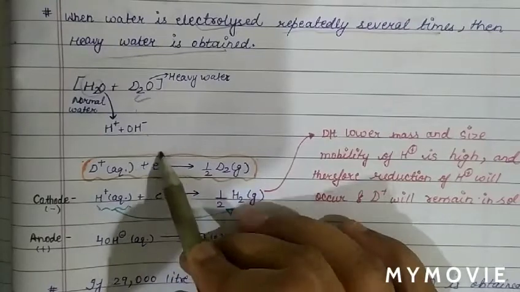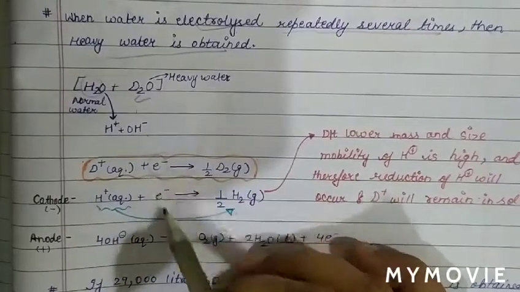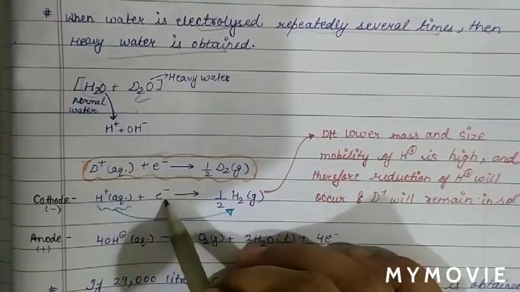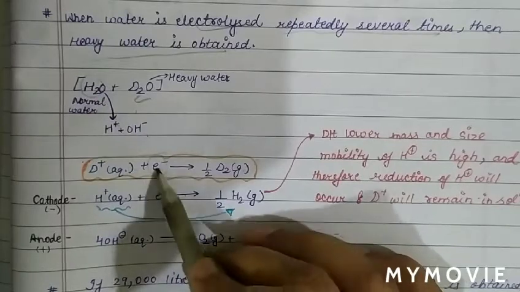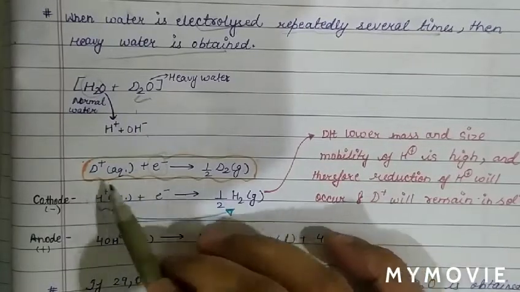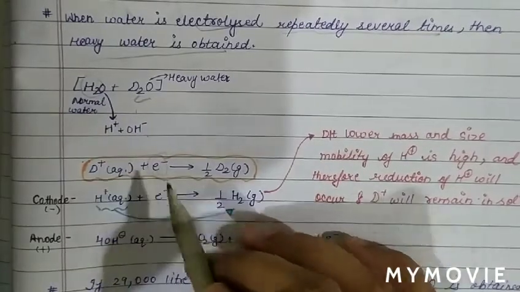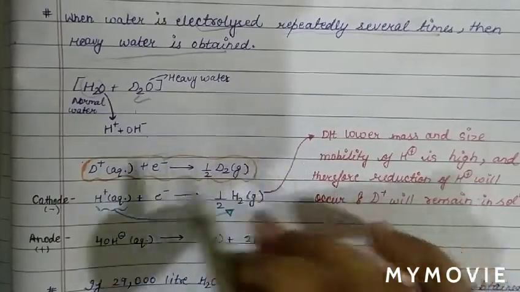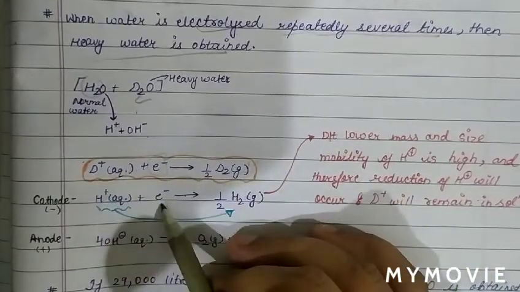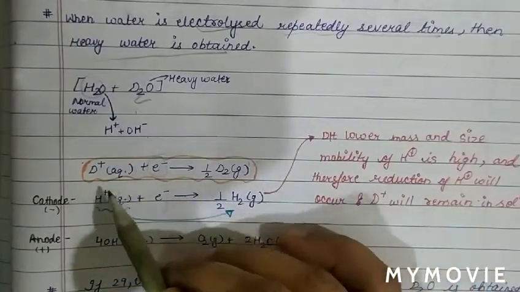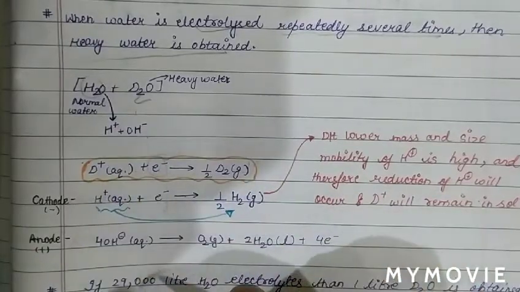So basically reduction occurs at the cathode. This reaction takes place at the cathode as the gain of electron, and gain of electron means reduction takes place at the cathode. So D positive ion by the gain of electron is removed in the form of D2. H plus ion gains electron and is removed in the form of H2, and this reaction takes place at the cathode.